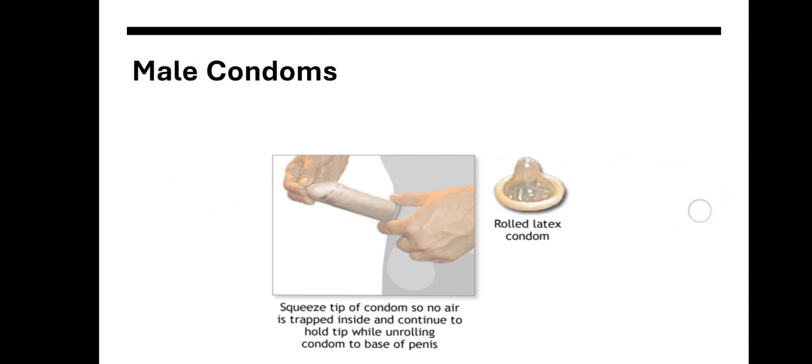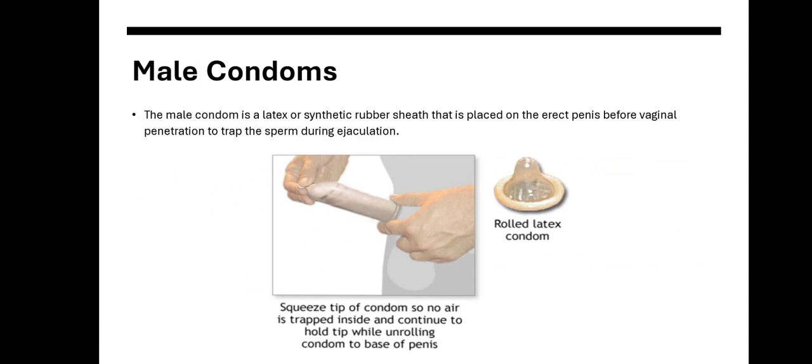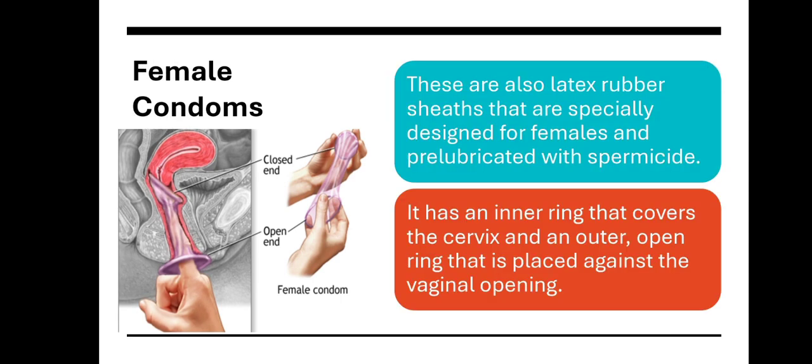Male condoms. The male condom is a latex or synthetic rubber sheath that is placed on the erect penis before vaginal penetration to trap the sperm during ejaculation. Female condoms. These are also latex rubber sheaths that are specially designed for females and pre-lubricated with spermicide. It has an inner ring that covers the cervix and an outer, open ring that is placed against the vaginal opening.